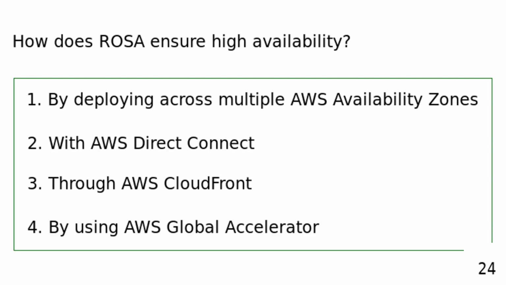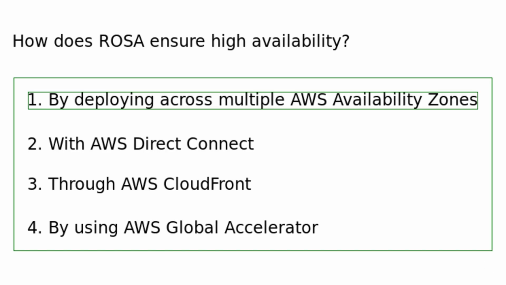How does ROSA ensure high availability? By deploying across multiple AWS availability zones. With AWS Direct Connect. Through AWS CloudFront. By using AWS Global Accelerator. ROSA ensures high availability by deploying control plane and worker nodes across multiple AWS availability zones.